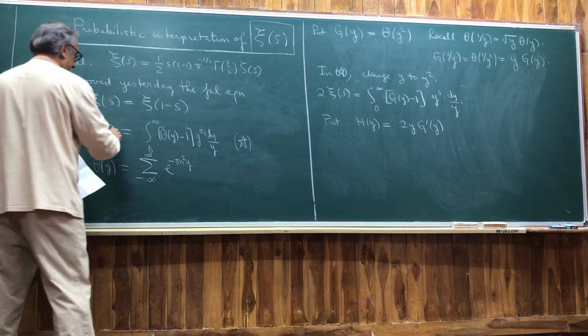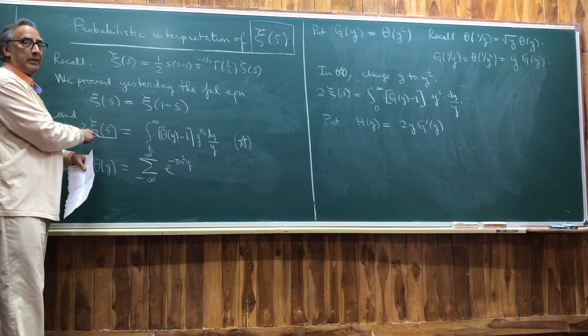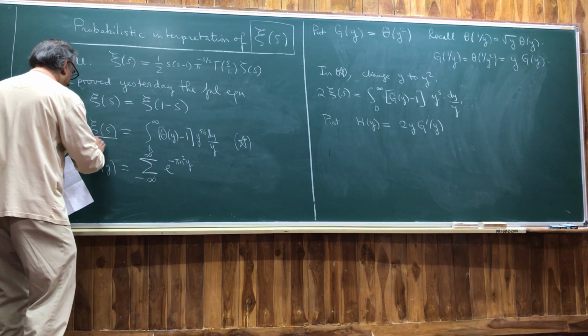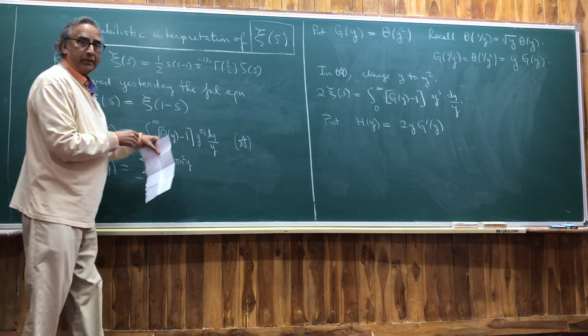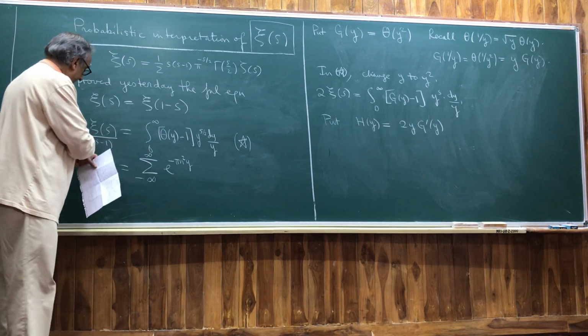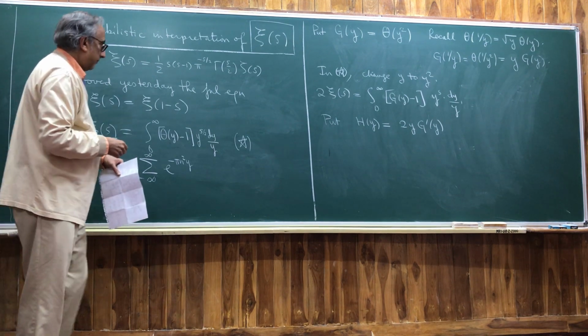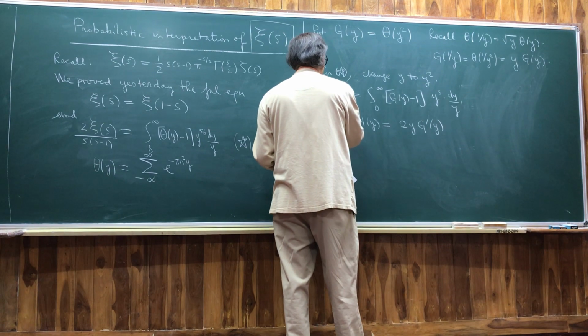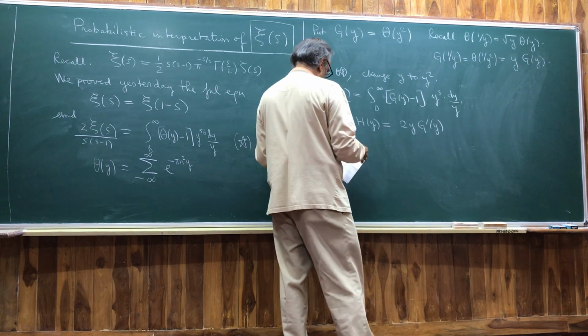It was not C of S, it was pi to the minus S over two gamma S over two zeta S. So I have to divide by S(S minus 1). See, the original, I have to divide by S(S minus 1) here. Now, what are you saying here? So there's a two. S(S minus 1), you think the two goes away? Yeah.